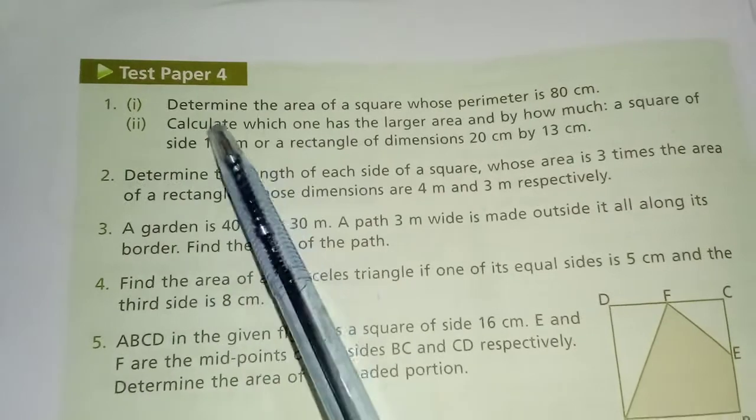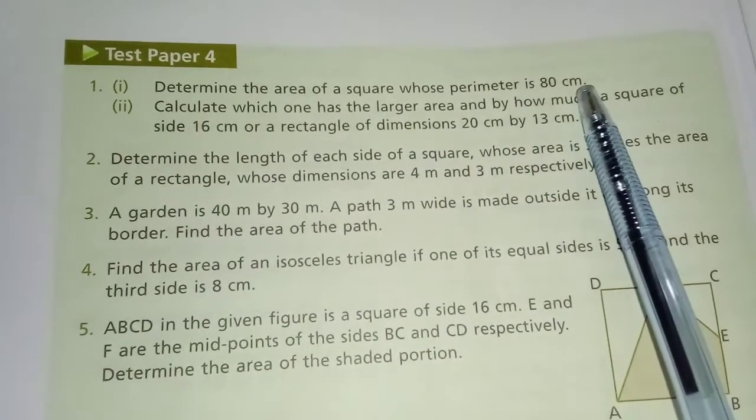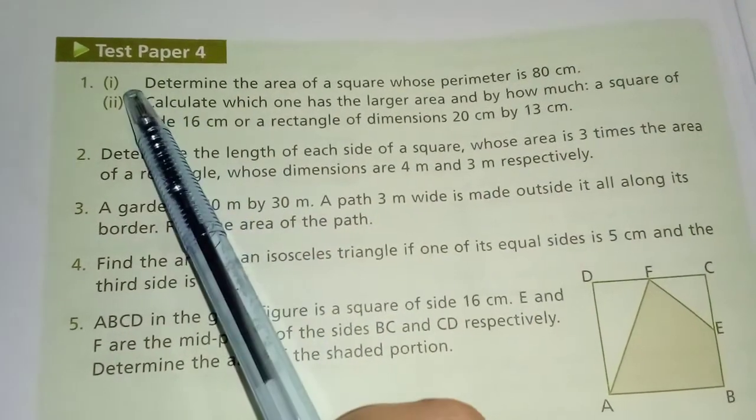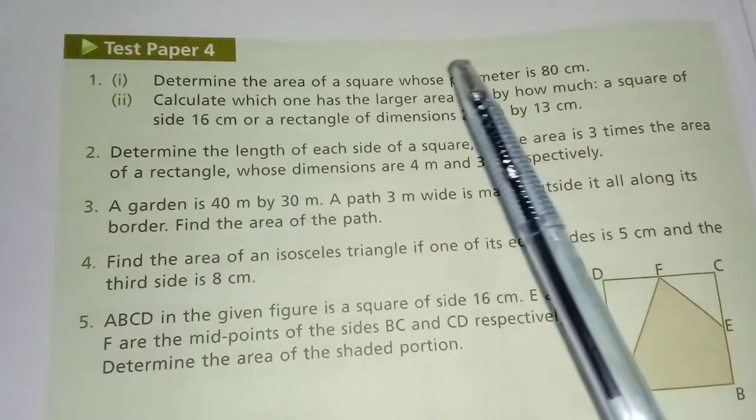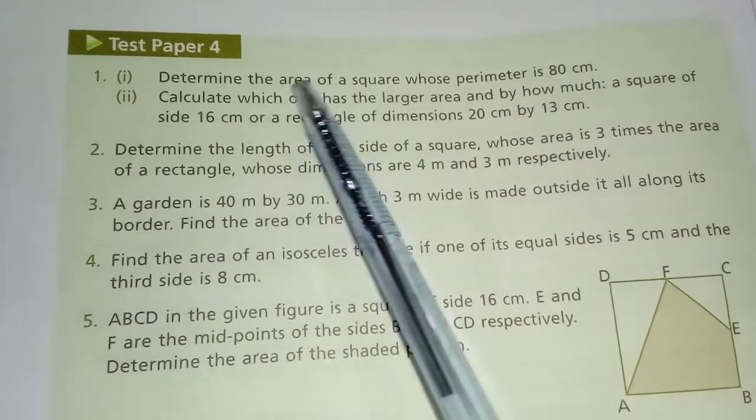Question number 1 is: determine the area of a square whose perimeter is 80 centimeter. So students, question number 1 is your homework, part number 1 and 2. In part number 1, the perimeter of a square is given. You have to find the area of the square.